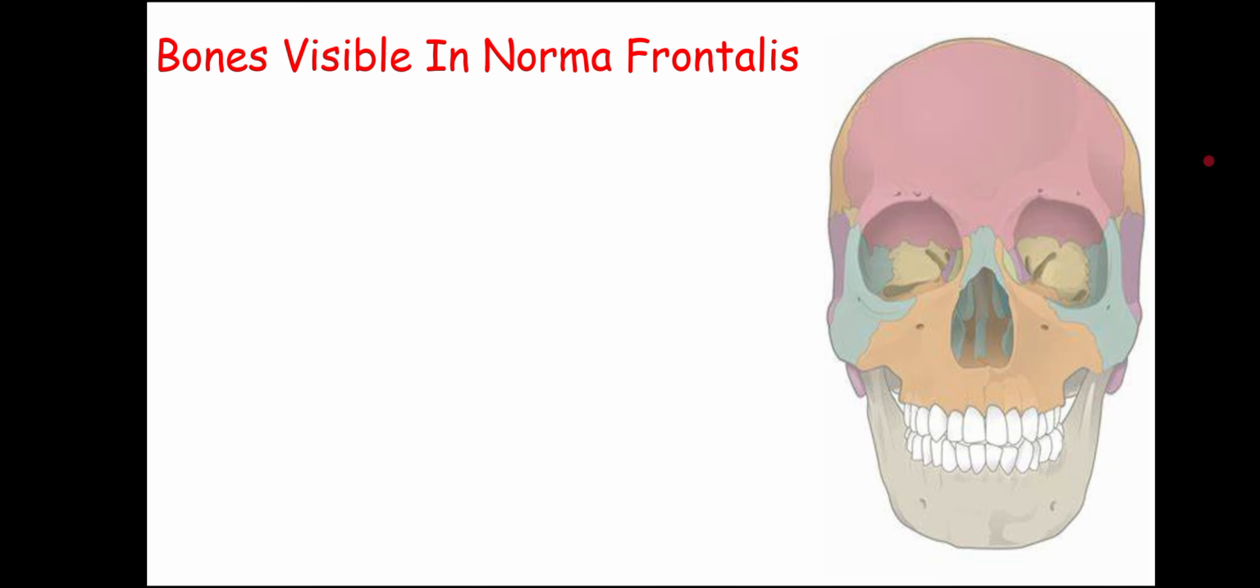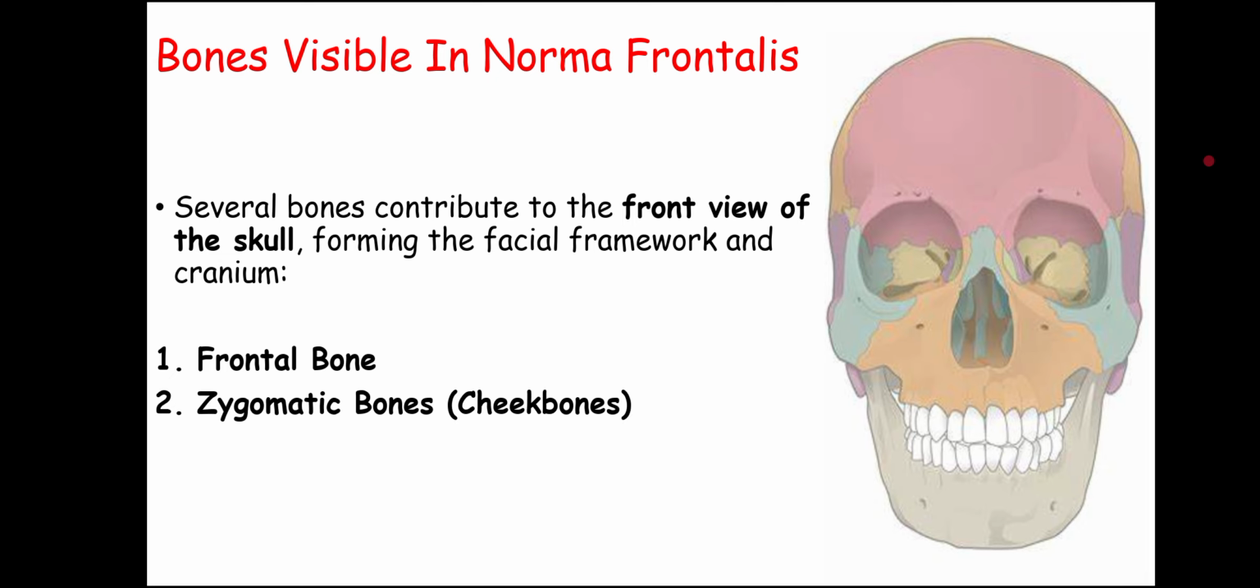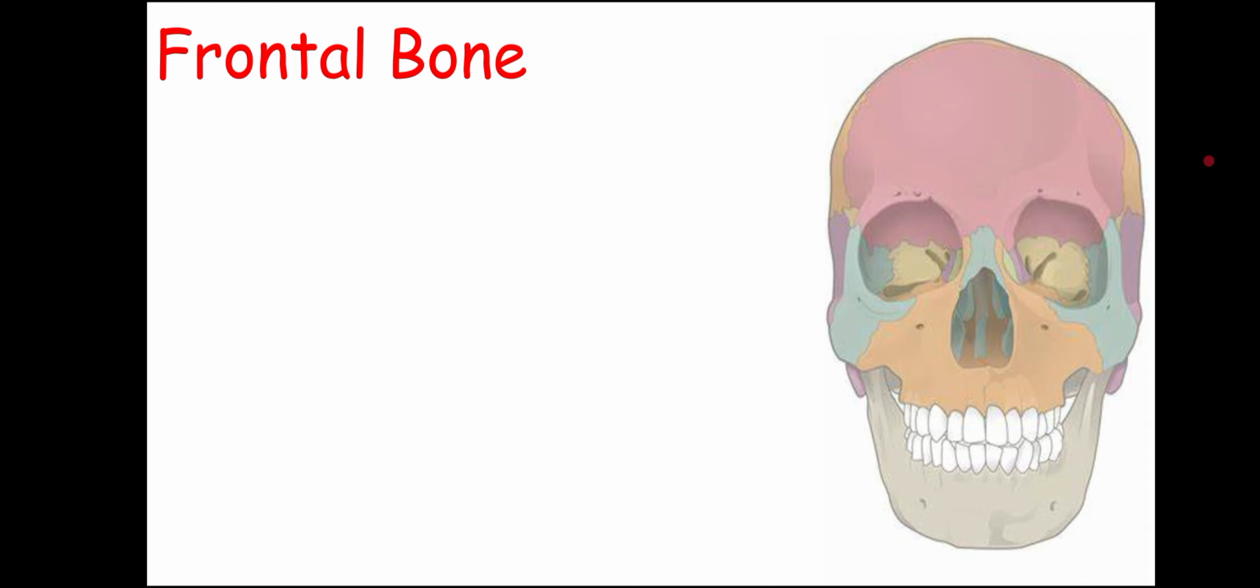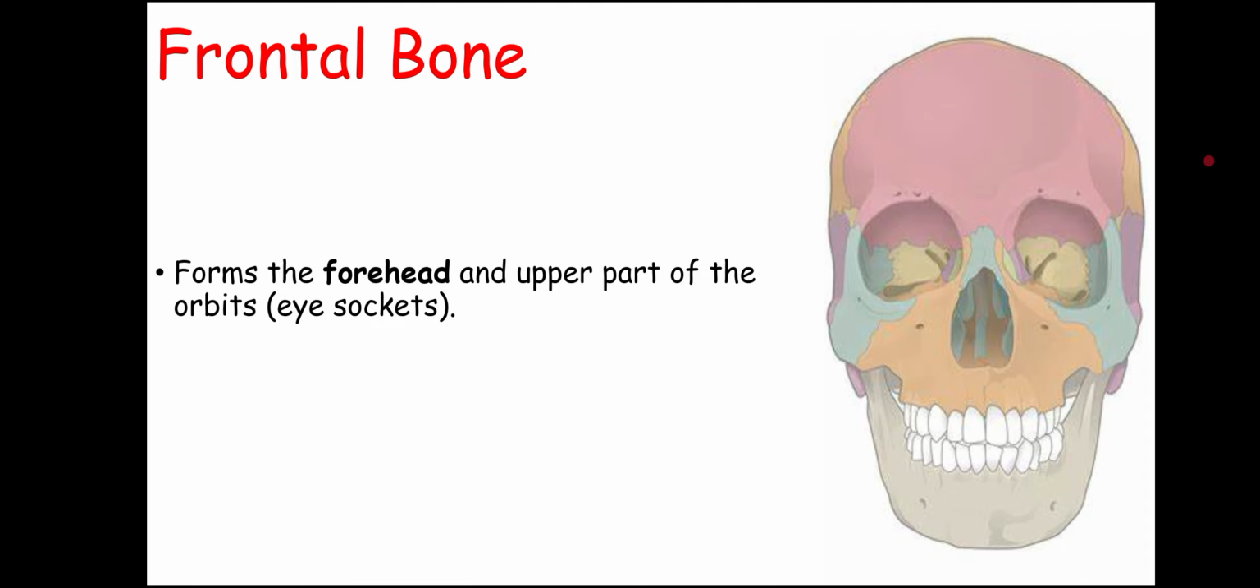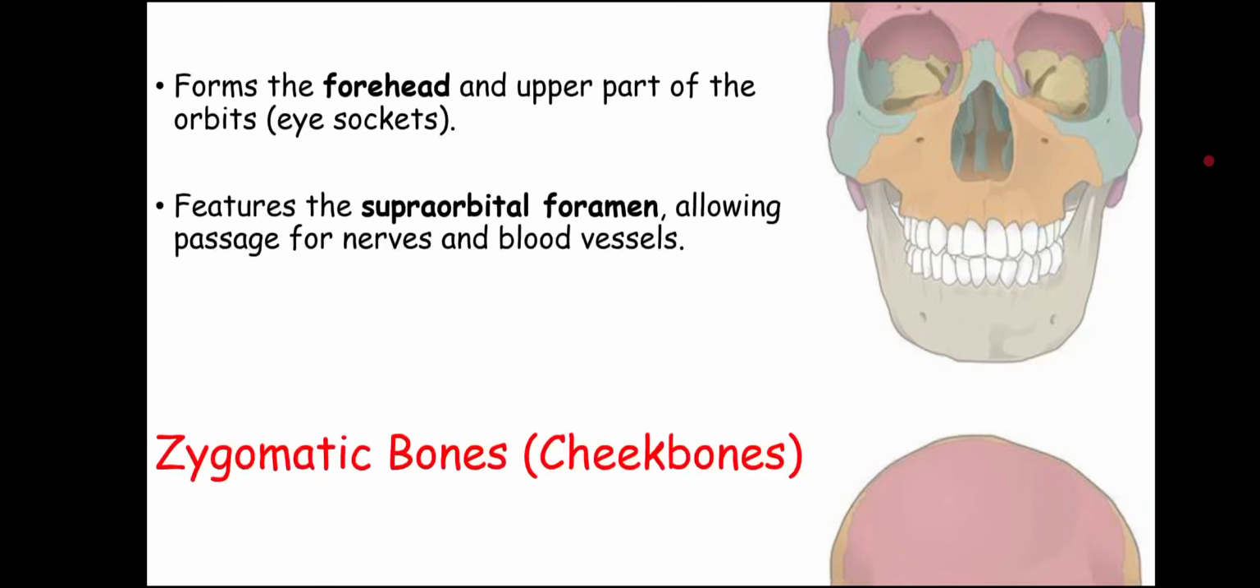Now let's talk about what are the bones visible in Norma frontalis. Several bones contribute to the frontal view of the skull, forming the facial framework and cranium. They include frontal bone, zygomatic bone, nasal bone, maxilla, and mandible. First, we'll start with the frontal bone. Frontal bone forms the forehead and upper part of the orbits, that are eye sockets. Its features include supraorbital foramen that allows passage for nerves and blood vessels.